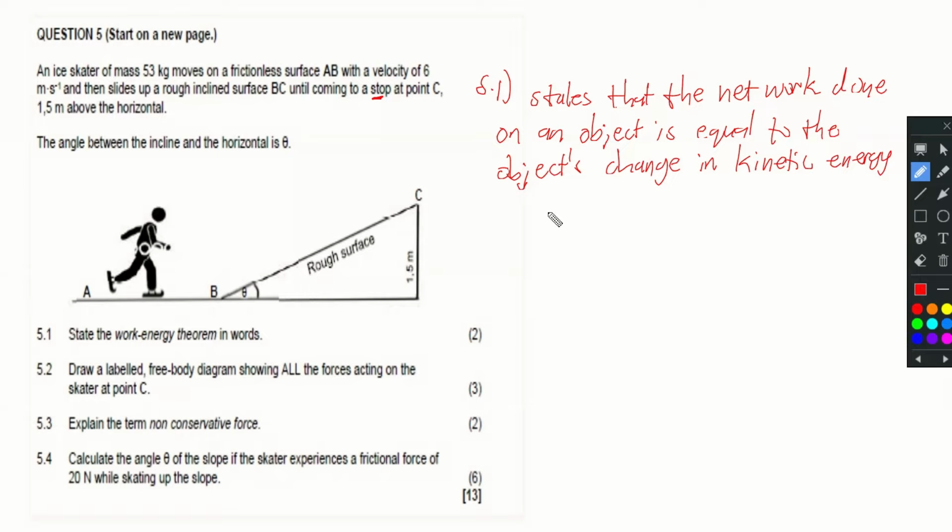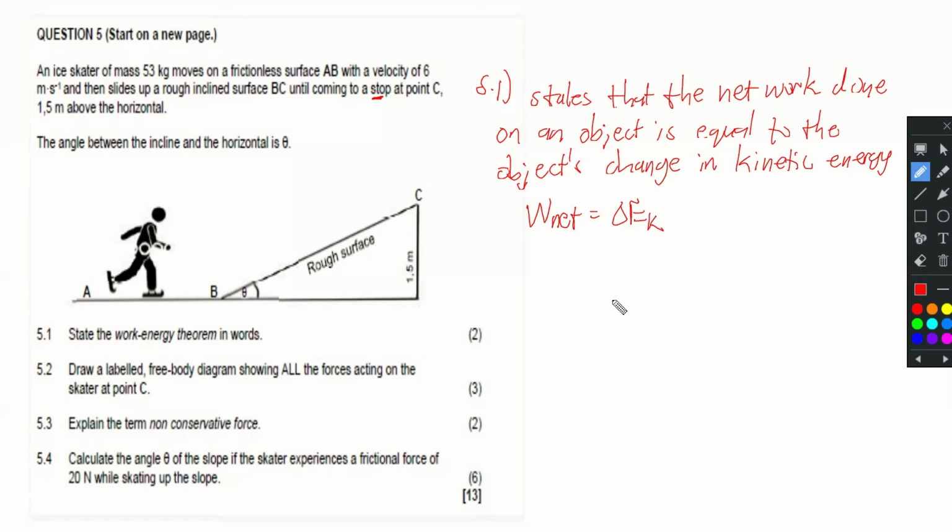And then if you ever want to remember that definition, you have to look at the formula that goes W net is equal to change in EK. Now we can see that the net work done is equal to the object's change in kinetic energy. Right. Then we have 5.2.